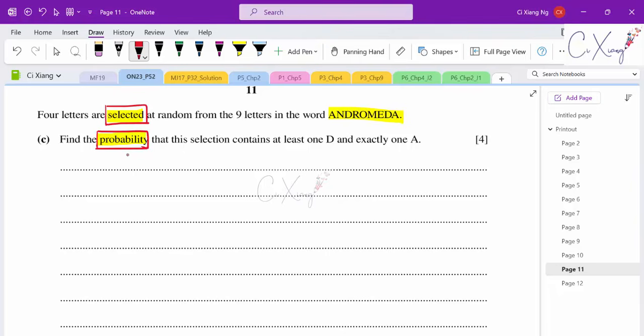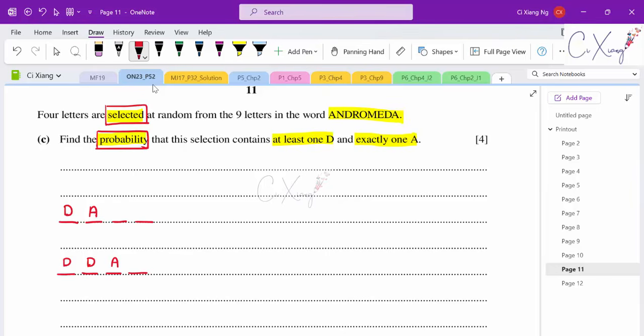Alright, so first of all, let's have a look at the cases that we have. They want you to have 4 letters: 1, 2, 3, 4. Then what is the restriction here? They are saying that you must have at least 1D, then exactly 1A. If they want you to have at least 1D, it means that you're having 1D here, 1A here. This is your first case. Or you might have 2D with 1A.